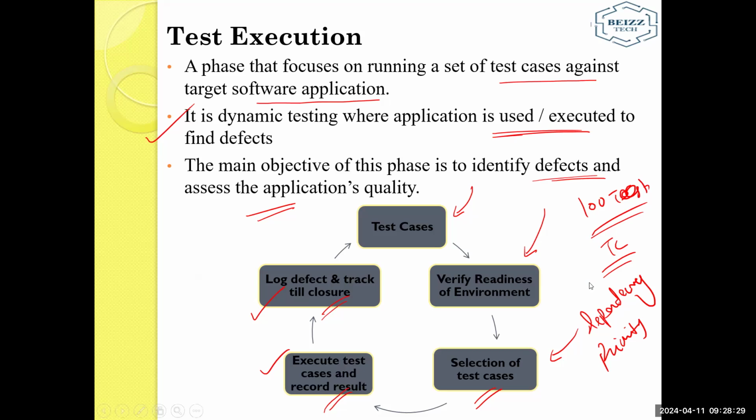We need to track it, which means whenever a defect gets fixed, we again execute the test case to check whether it is properly fixed or not. If it is not, we have to complete the whole process again. Again we are asking the developer. So basically after this, the defect life cycle begins. But this is how you need to understand the execution.